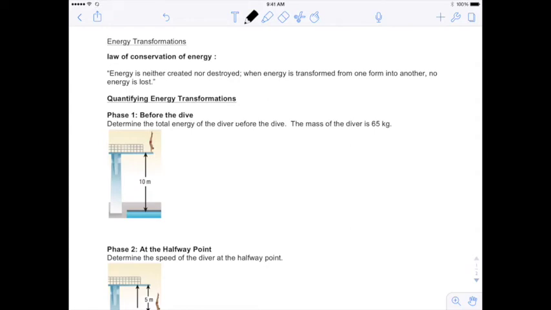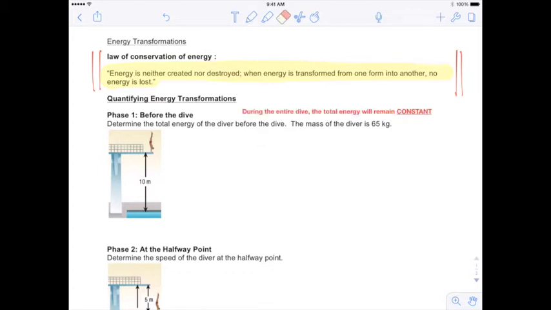Today's lesson stems around the most important topic in the discussion of energy, and that is the law of conservation of energy. The law of conservation of energy states that energy is neither created nor destroyed. When energy is transformed from one form into another, no energy is lost. You must think of this law whenever you look at any energy transformation question.